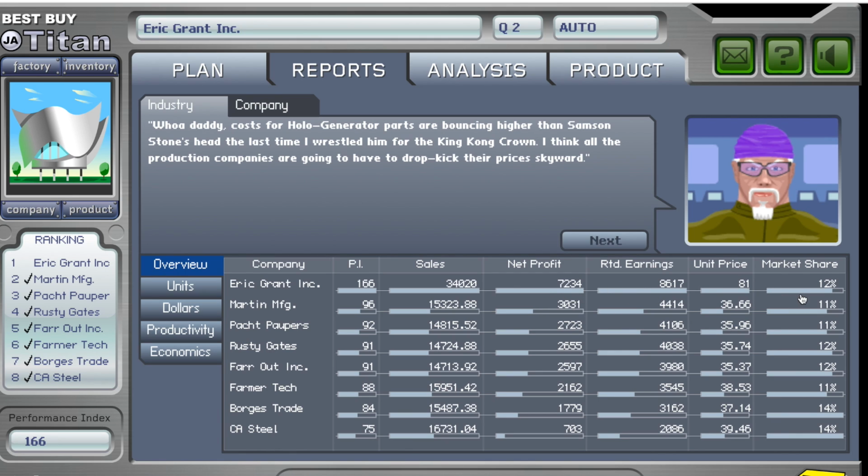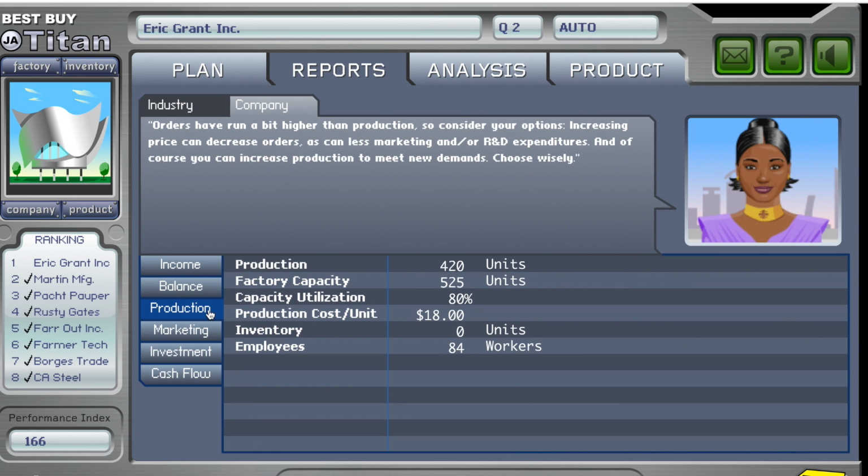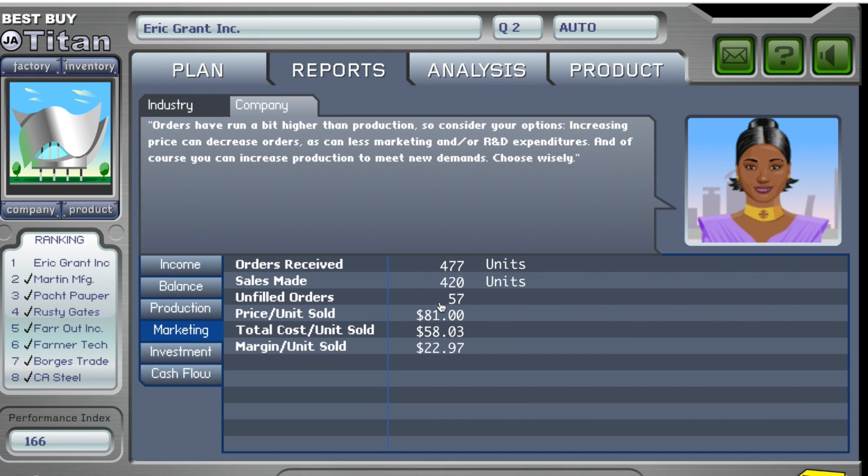Pretty good market share for playing high price, and so we're going to want to go to our company reports here and look under production to see if we have any inventory. No inventory. Wow, that's really good. Means that we matched our production with our orders here, and so let's go to marketing here. Yeah, 57 unfilled orders. So we did good with our pricing for the first quarter. Our margin per unit sold is only $22, almost $23 per unit, and that's relatively low for a high price.